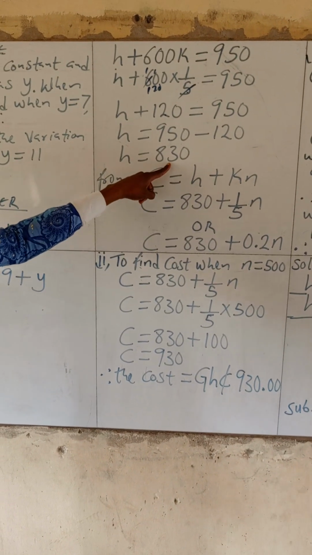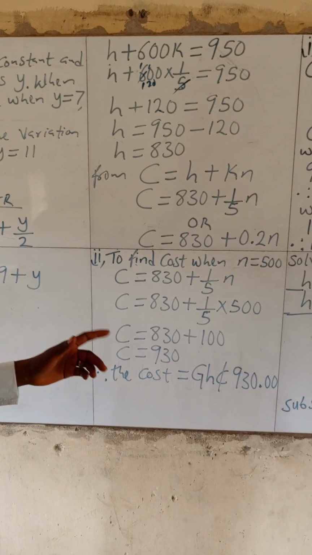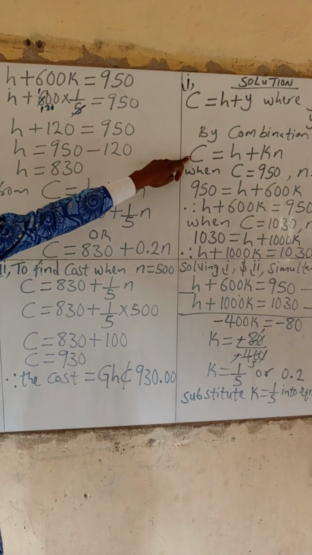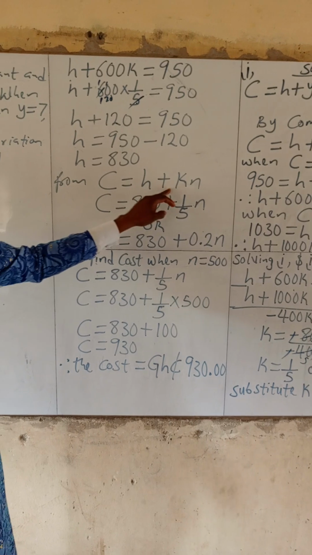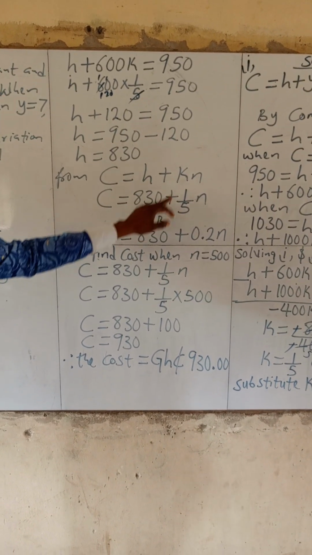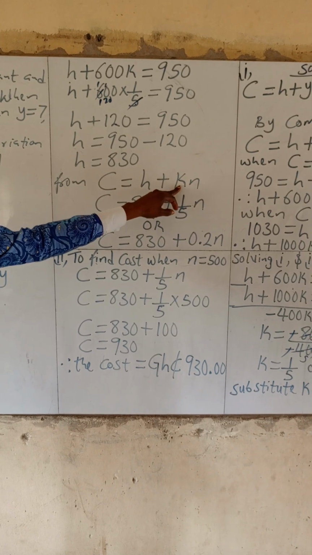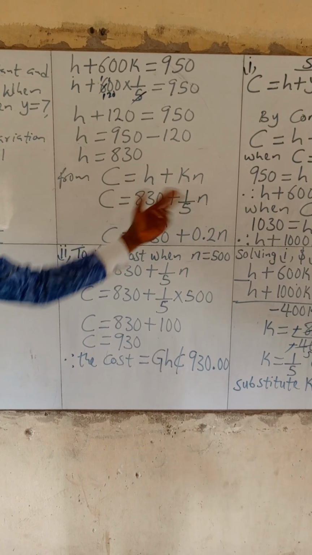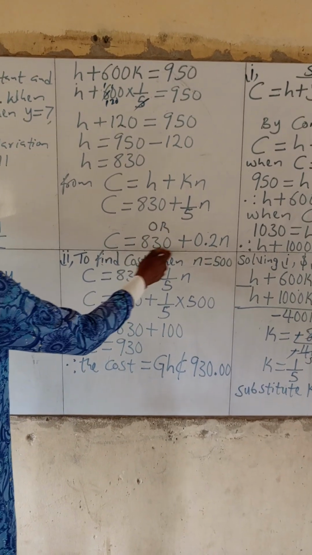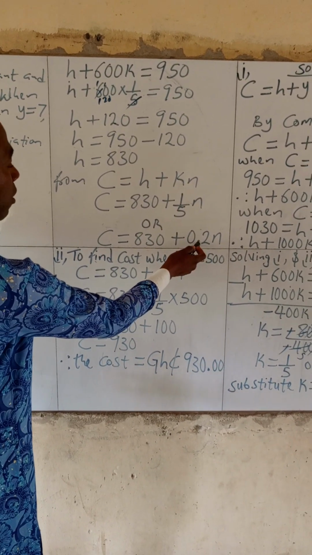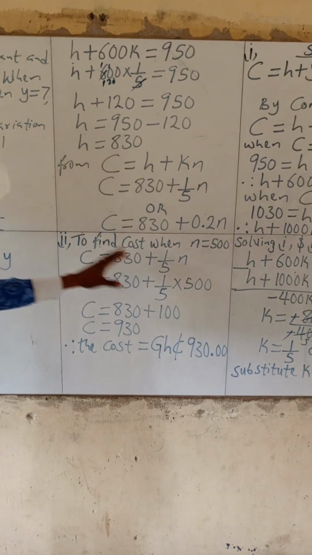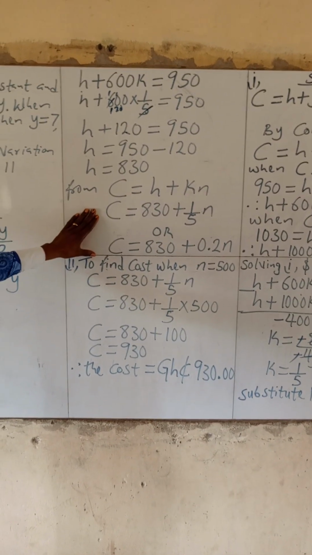So the second constant is gotten already. We now go back to the original equation. From the original equation, that is the relationship, we have C equals H plus Kn. So where we see H now, we put 830, plus where we got K, we put 1 over 5n. Or if we decide to use the decimal, we have C equals 830 plus, instead of 1 over 5, we can still put 0.2n. So that is the relationship. Any other thing we are looking for, we are going to solve from here.